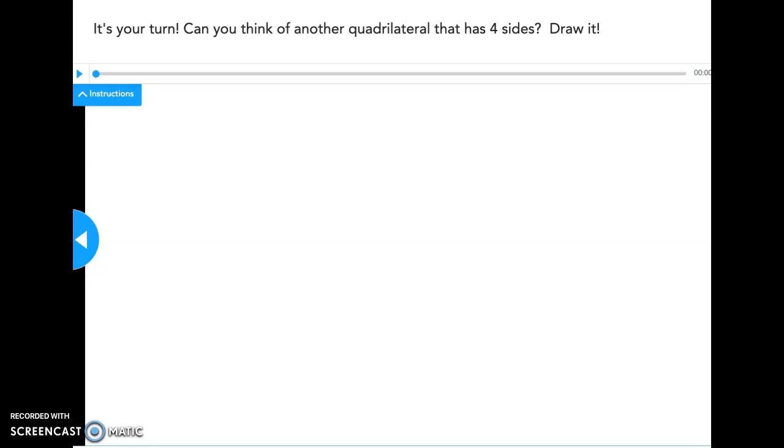And then after talking about quadrilaterals, I think this is one of my favorite interactive slides I added because it allows the students to draw a shape that fits the description of a quadrilateral.